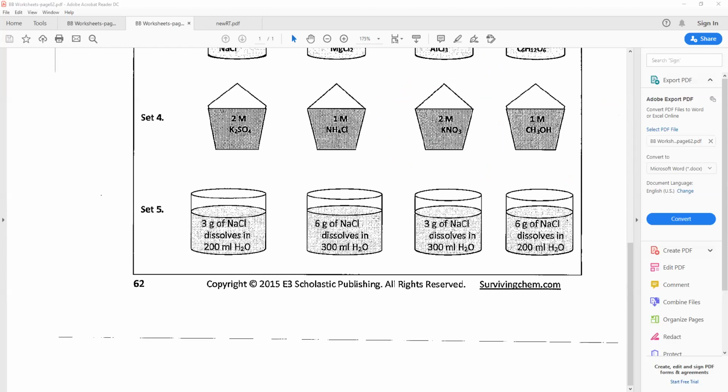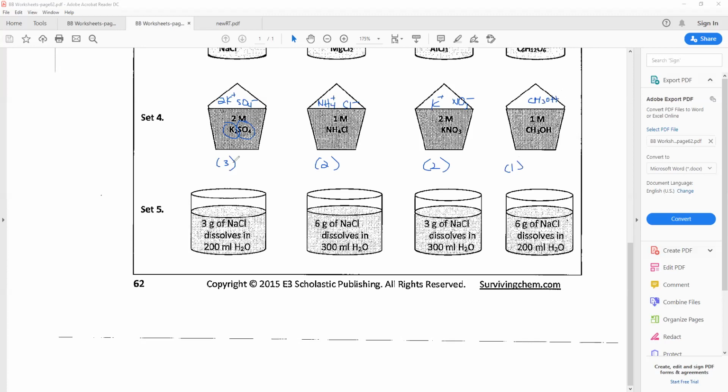Let's go to set 4. We're going to do exactly the same thing. The ions, how many ions? It's going to break, how many K plus? 2 K plus. And how many SO4 minus? 1 SO4 minus. So therefore 3 ions. NH4 plus and Cl minus, 2 ions. K plus and NO3 minus, 2 ions. And this is molecular, it stays all together.